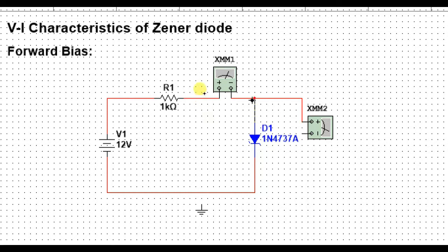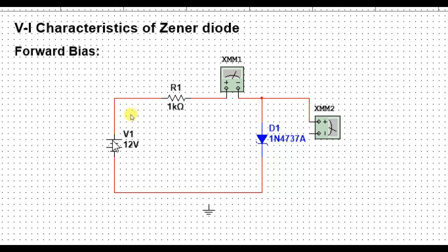For forward bias condition, for a PN junction diode or Zener diode, the positive terminal of the battery, that is this one, should go to the P side, that is the anode side, and the negative terminal of the battery should go to the N side, that is the cathode side. Similarly here the voltmeter should also go to the positive side, and the negative terminal should go to the negative side or ground. So with this we have connected the Zener diode. So we will run the process and we will see the characteristics.